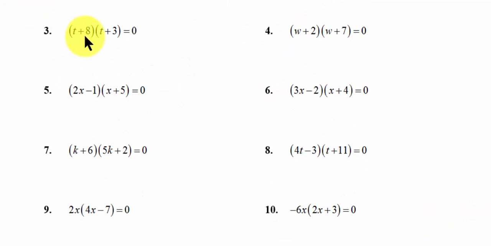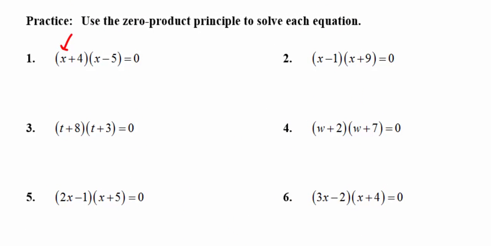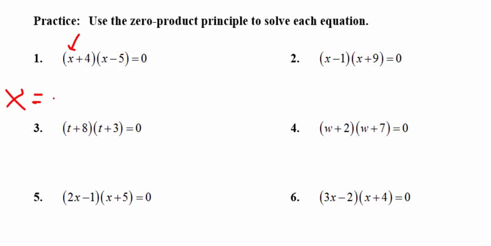For the first one, if I put a negative 4 in for x, the whole thing becomes 0. So I know x equals negative 4 is an answer. If I put in positive 5, the whole thing becomes 0. So the values of x that will give me 0: negative 4 plus 4 is 0, and 0 times anything is 0. If I put in a 5 for x, 5 minus 5 is 0. So these are my two answers.